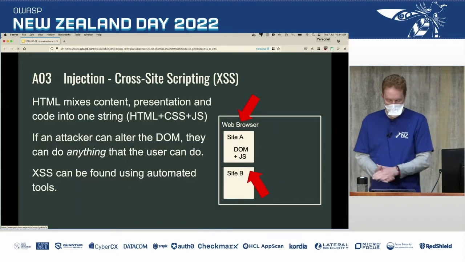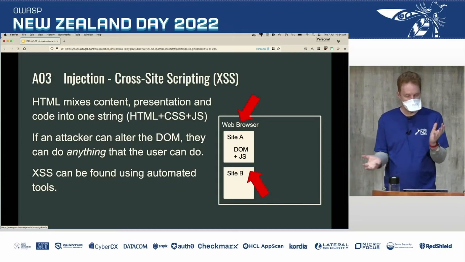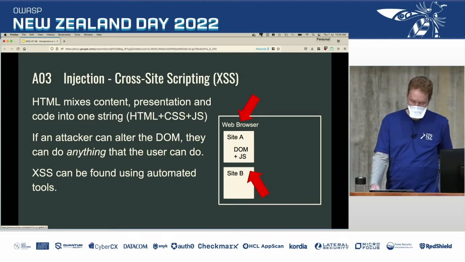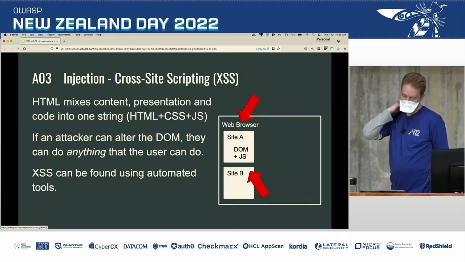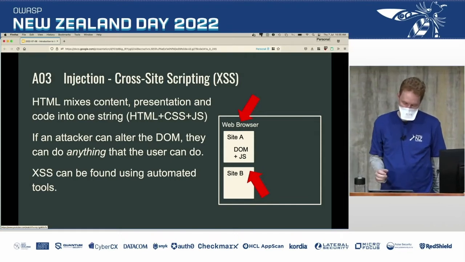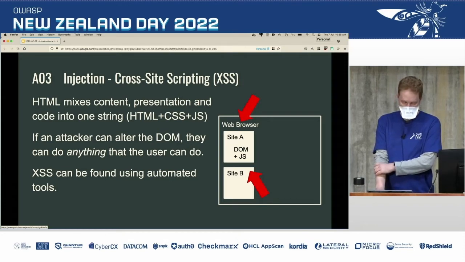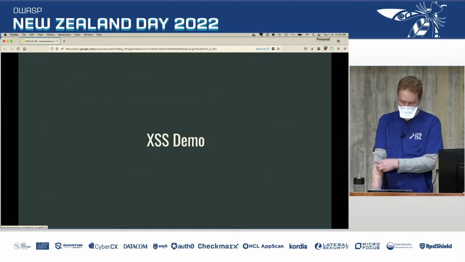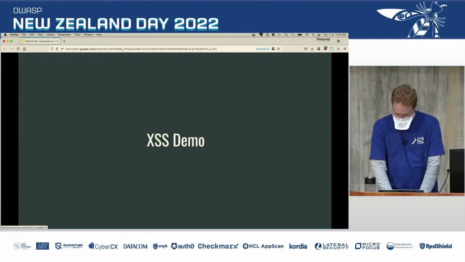So as I was saying, HTML makes this hard for us by mixing multiple concepts into one giant blob of text. And if the attacker can alter the DOM, then they can do anything the user can do. So you can find XSS using automated tools relatively successfully, at least all the low-hanging cross-site scripting. Okay, so I'll do a little demo of cross-site scripting.